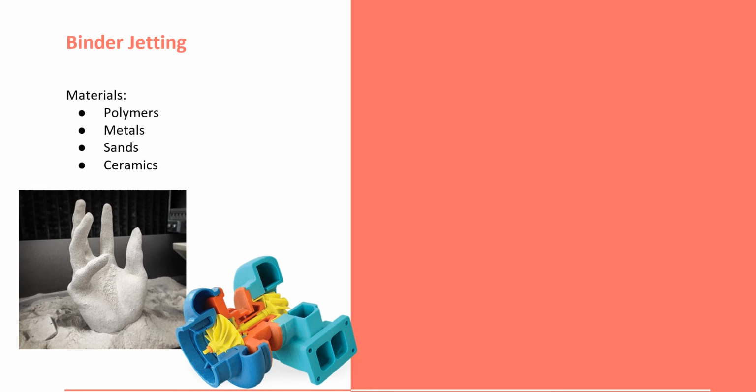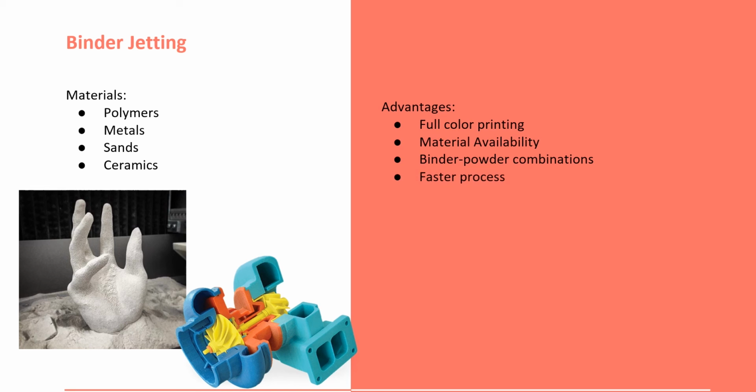Unlike the previous methods of 3D printing, binder jetting allows us to print full colored parts because the binding agent and color can be applied at the same time by the print head. Virtually any material that comes in powder form can be printed in the binder jetting process, and there are many binder powder combinations available. This process is also less expensive and much faster than powder bed fusion.